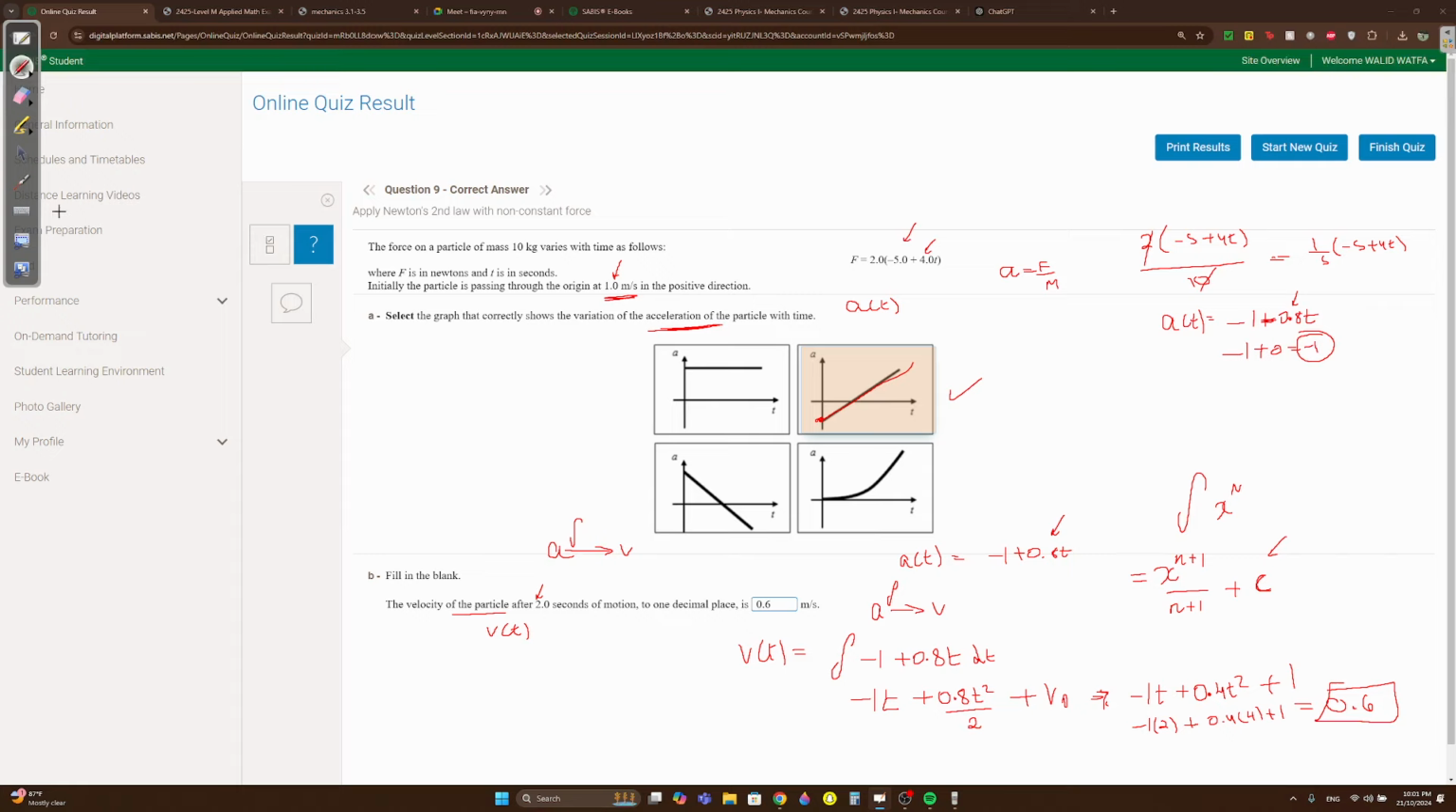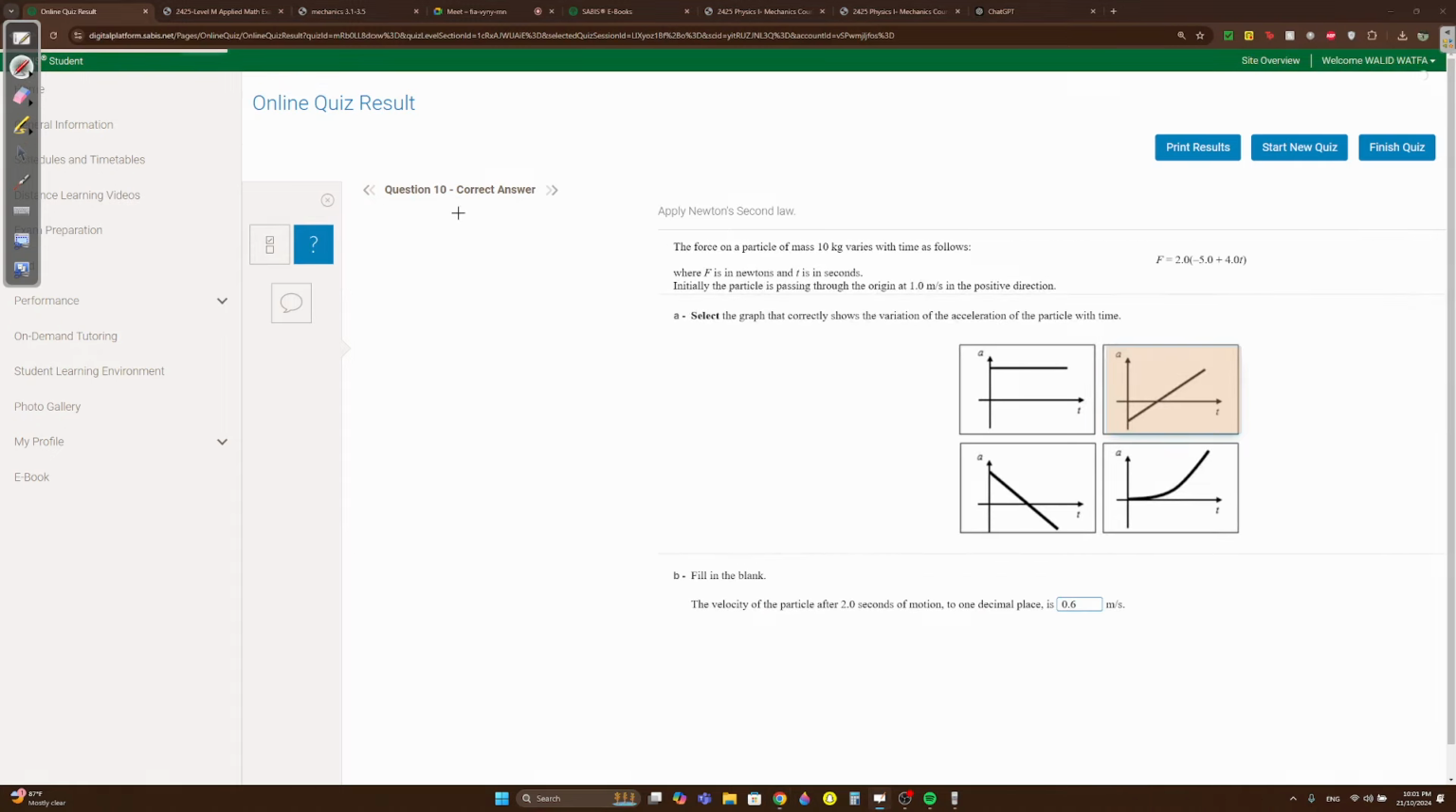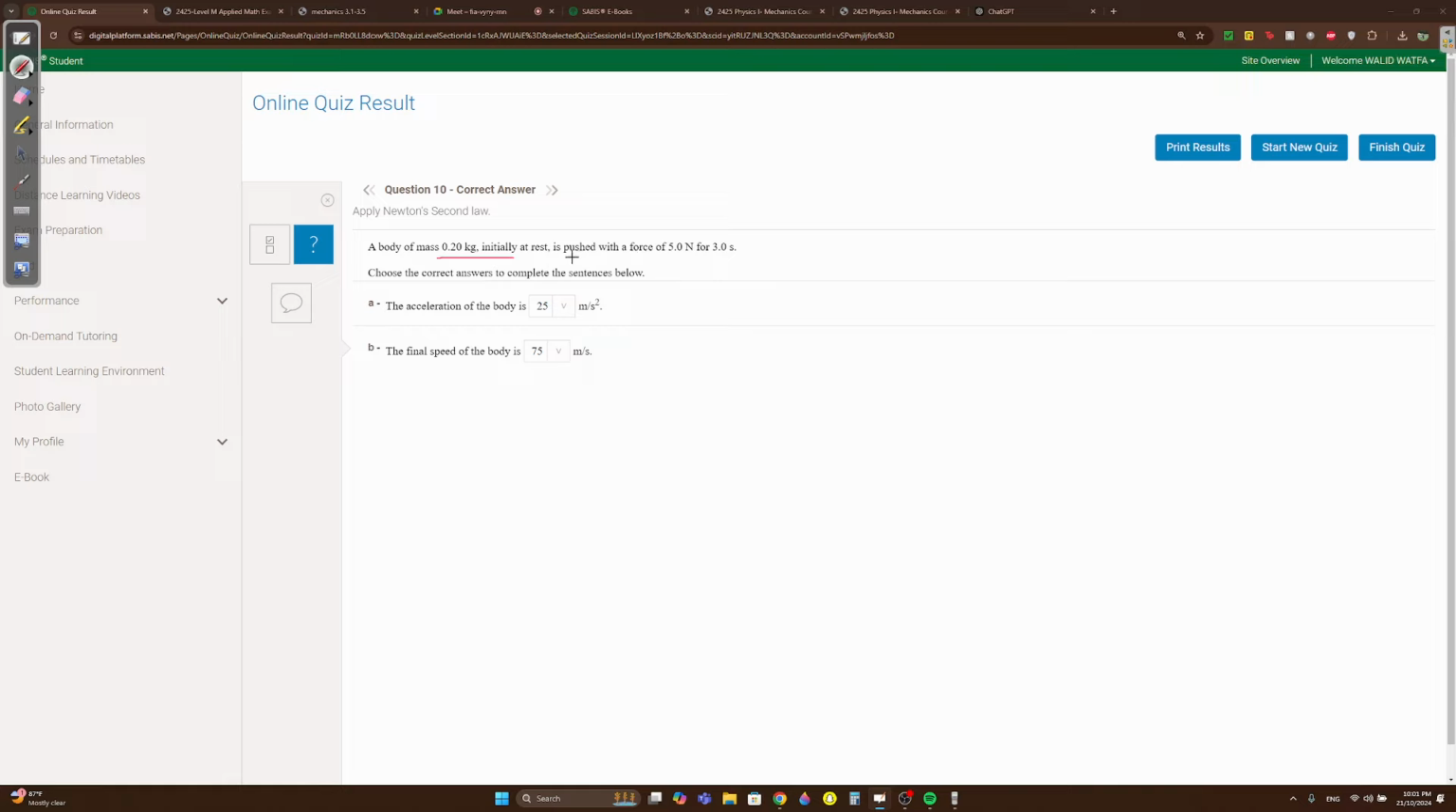Okay, now let's get rid of this. Question 10. A body of mass 0.2 is initially at rest, pushed with a force of 5 for 3 seconds. What's the acceleration? Acceleration is equal to the force divided by mass. These are the petite questions we like to see. Force 5 over 0.2, you're going to get 25. Nice. What's the final speed of the body?